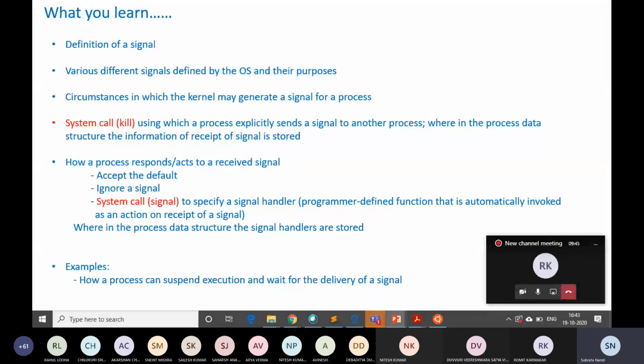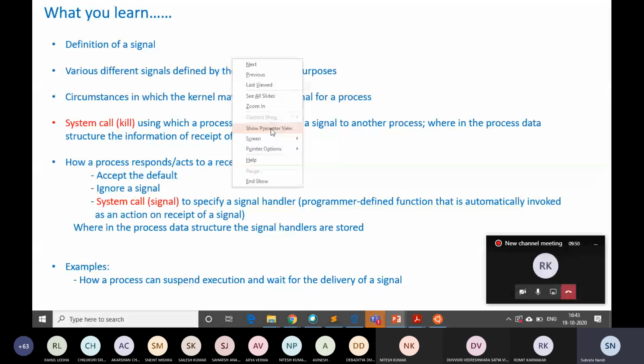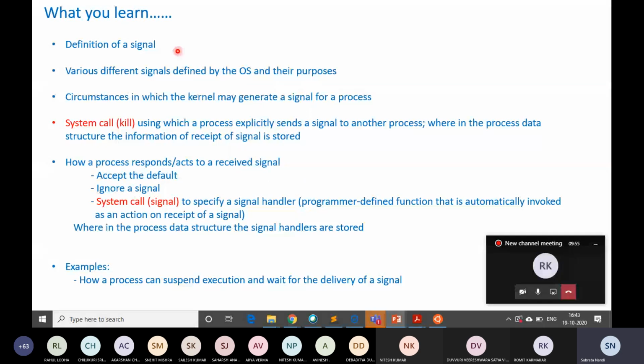Okay, so in this signal handling topic, we will be learning about the definition of a signal and the various different signals that are defined in the operating system. We'll also talk about in what circumstances a kernel needs to send signals to the different processes. Then we'll talk about two system calls which are used to send signals and to deal with signals. We'll talk about the system calls kill and signal, and we'll take some examples.